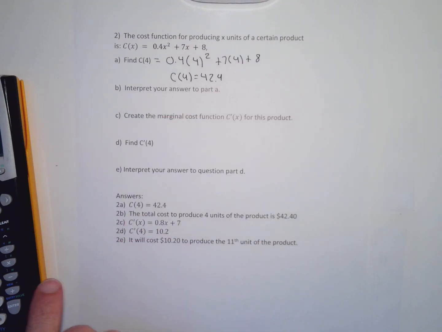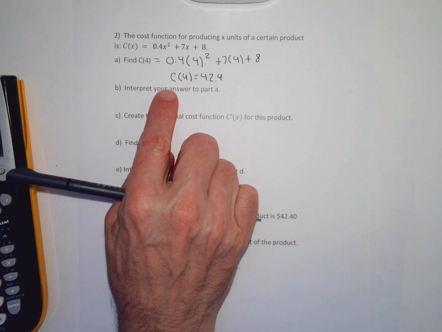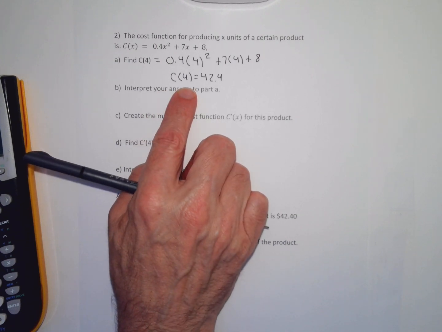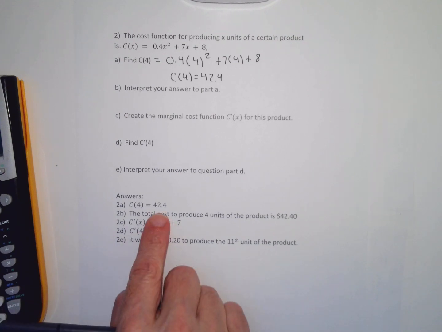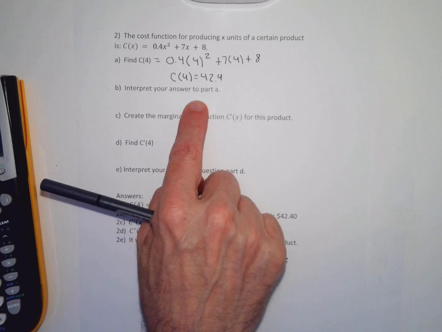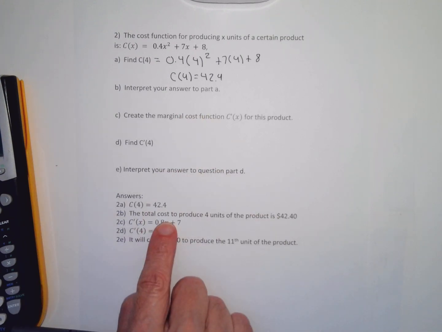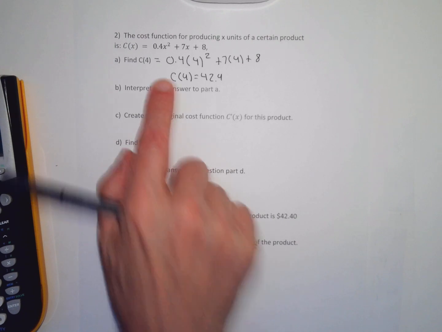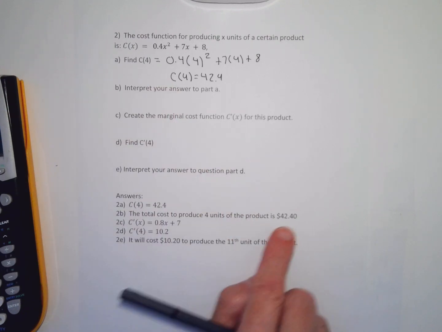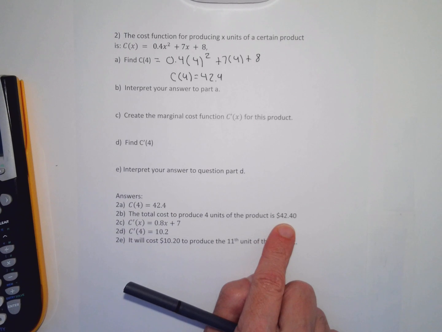This C represents the total cost of producing 4 units of the object. So for my answer to part A, it's just C of 4 is 42.4. To interpret my answer, I already typed it up here. Because this is a cost function, it's the total cost to produce 4 units: $42.40, or about 10 bucks or 11 bucks each.